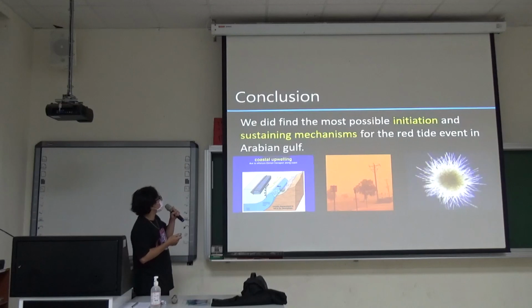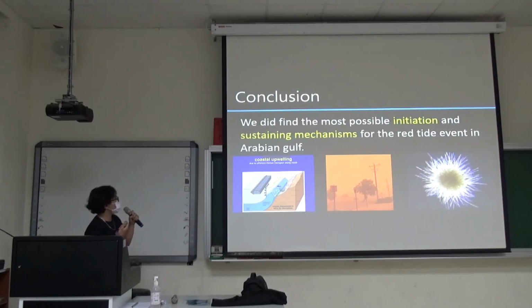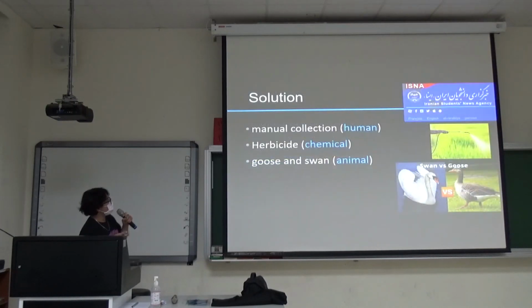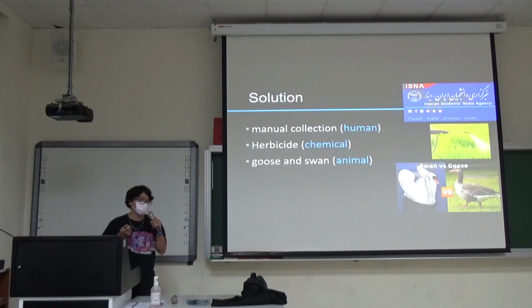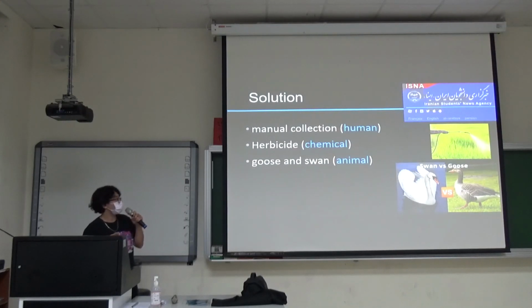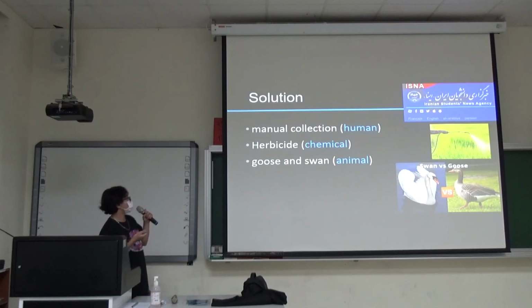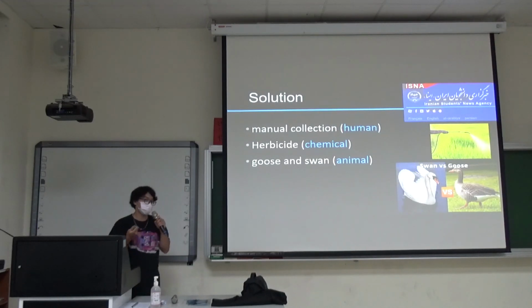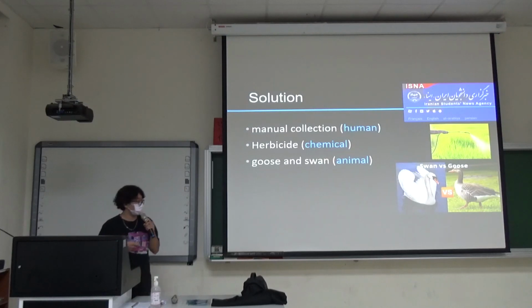In conclusion, we did find the most possible initiation and sustaining mechanisms for the red tide event in the Arabian Gulf. The initiation is coastal upwelling, and the sandstorm and the nitrogen-fixing microbe may sustain the algal bloom. It can help local government to find the algal bloom earlier and make a solution to resolve it. Manual collection, herbicide, and goose and swamp are the already known solutions. Okay.